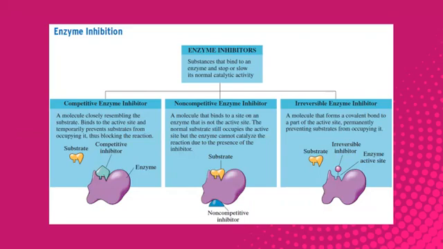And for our irreversible inhibitor class, it forms a covalent bond to part of the active site permanently. So with the presence of this one, our inhibitor will not be removed. Therefore, as a result, our substrate cannot be placed on the active site, and the action of our enzyme cannot be activated.